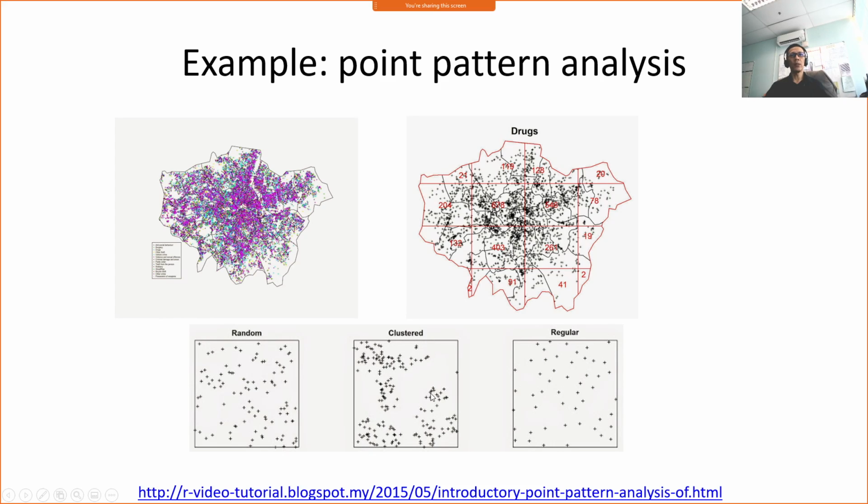So this is one example of clustered data. This is random. It means that there is no clustering of drug use in this area because the pattern is random, and this one is regular. It means that yes, there is a pattern of drug use in this area and the pattern is regular. So there is clustered, there is regular, and there is random.